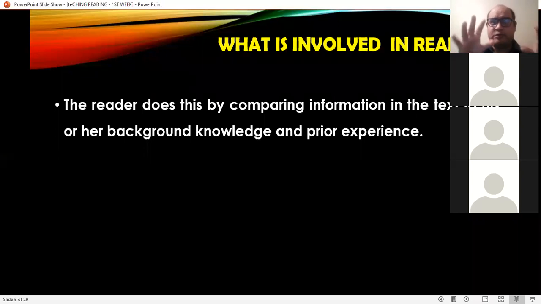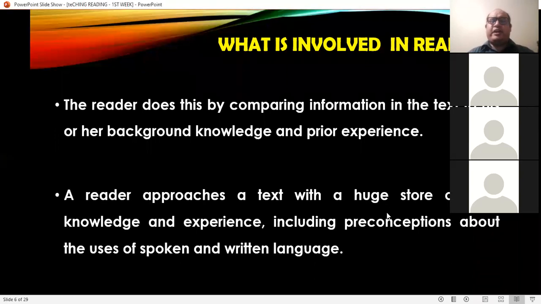Remember, you compare the information in the test with your background knowledge or your prior experience, all right? This is one of the strategies. Now, a reader approaches a test with a huge store of prior knowledge and experience, including preconceptions about the uses of spoken and written language.